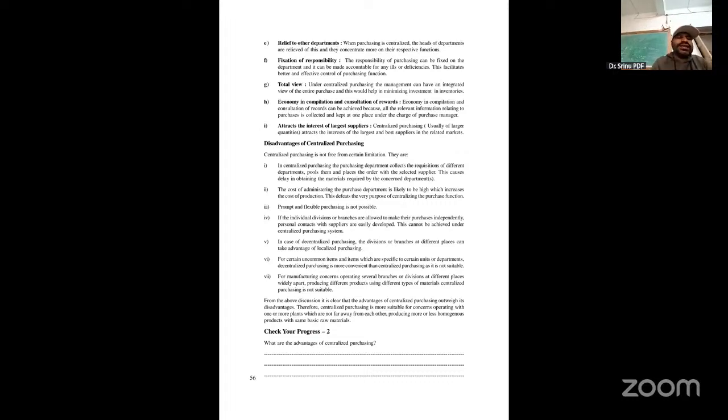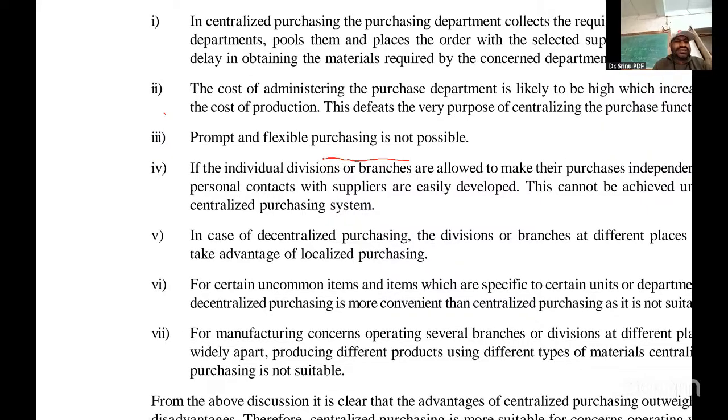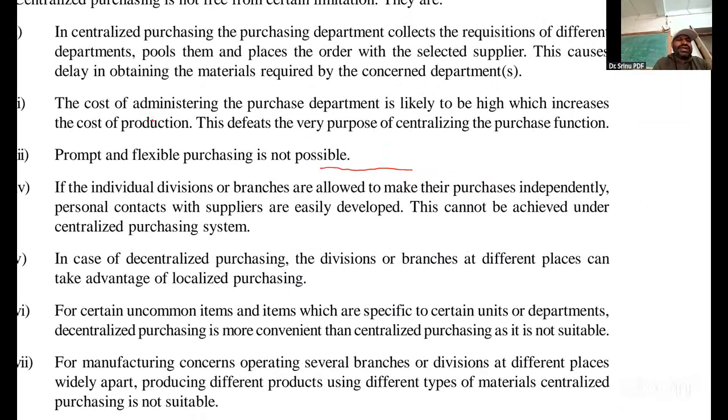Then what is decentralization? See, centralized purchase concentrates only on collecting from the requesting departments. Is it clear? So it means what? The individual divisions and branches are allowed to make their purchases independently. Personal contacts with the suppliers are easily developed, but in centralization only one department will purchase. These contacts will not be gained by the other departments. This cannot be achieved under the centralized purchasing system.